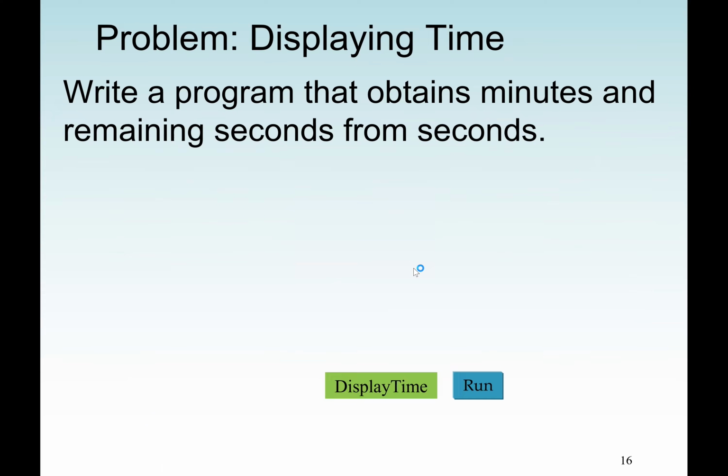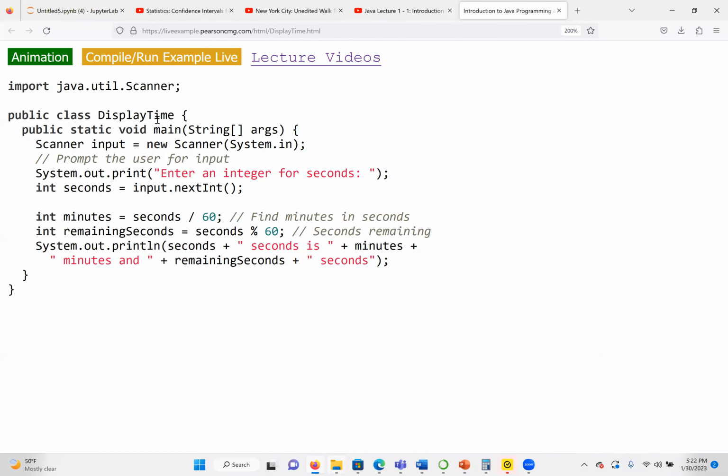Now let's see a program here to display a time. Here again, we are using the Scanner class, so we have to import it. We start with import java.util.Scanner. The utility package has a lot of classes, including the Math class, which we will discuss in the future. Here we have our main class named DisplayTime. We have our main method. We create our Scanner object named input. Again, the Scanner object name can be any name as long as you follow the Java naming rules.